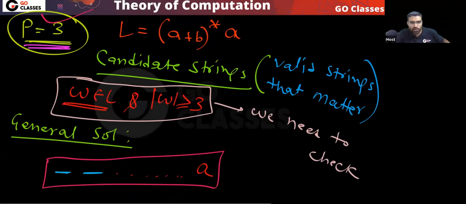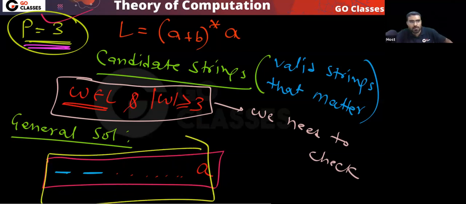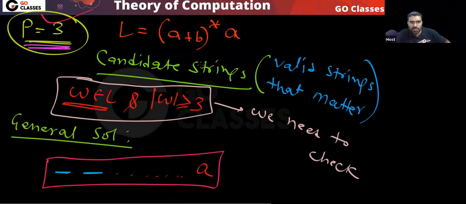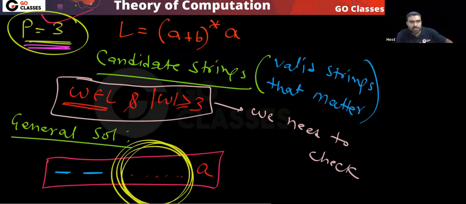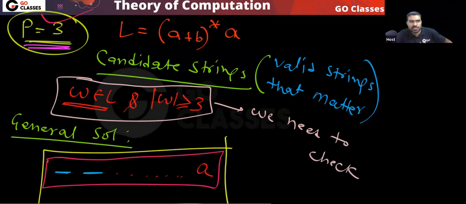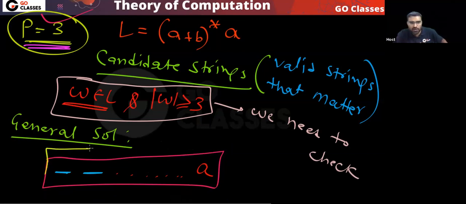Now tell me which y will work for every string. You will find this y within the first three symbols, yes or no? For example, if this part is empty, then the first three symbols will be this. Understand my point? So you will find the y within the first three symbols. Which y will work? I can guarantee that y equal to the second symbol will definitely work.